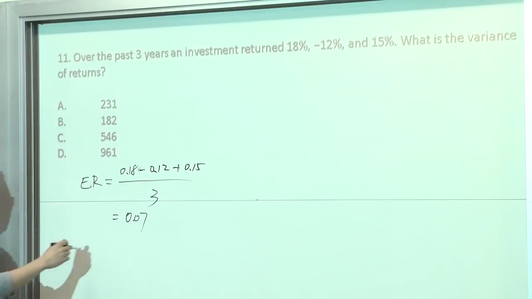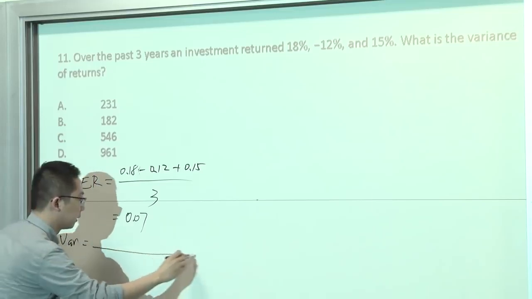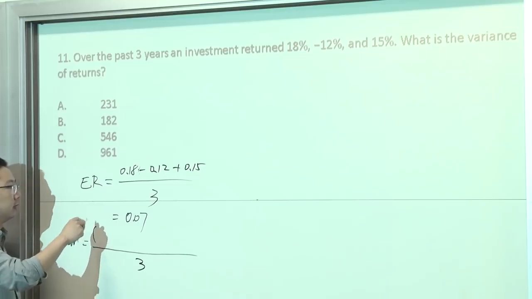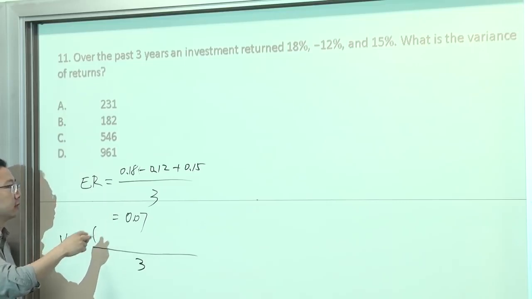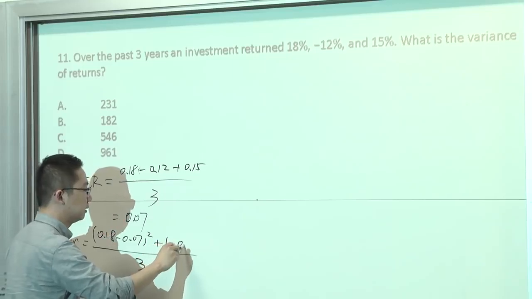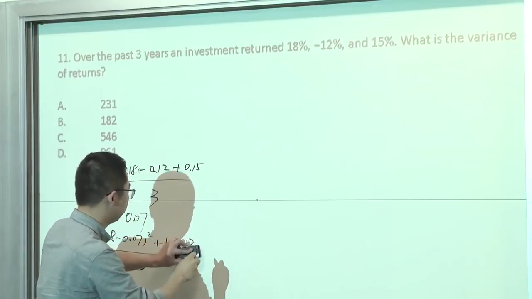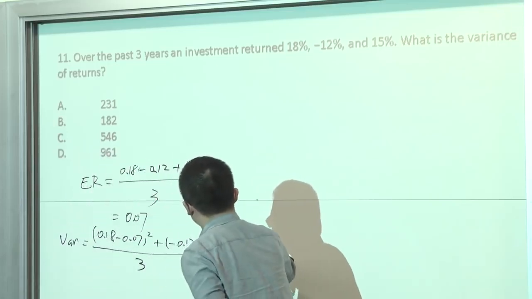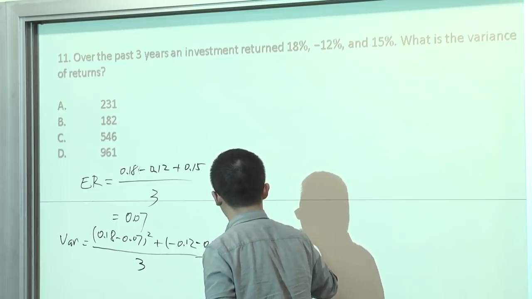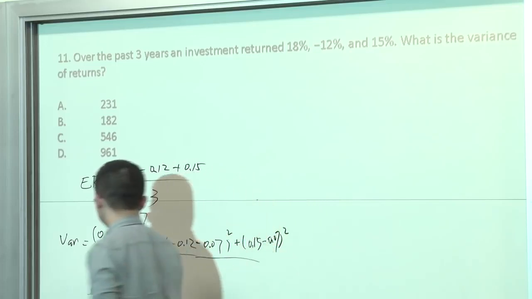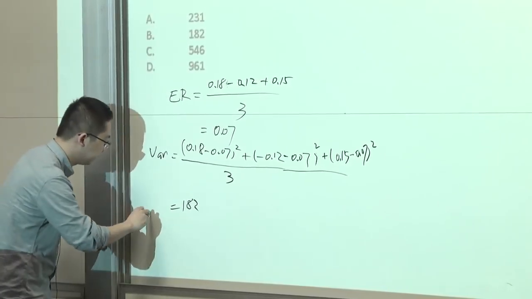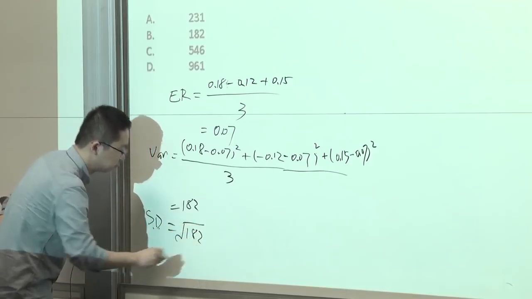And then the variance. Variance is something similar, something divided by 3, the squared deviation of our returns relative to the mean. So it's 18 minus 0.07, squared, plus minus 12 minus 0.07, squared, plus 15 minus 0.07, squared, right? Just that. And the answer should be, if I remember, B, 182. And if you want the standard deviation, it's just the square root of 182.